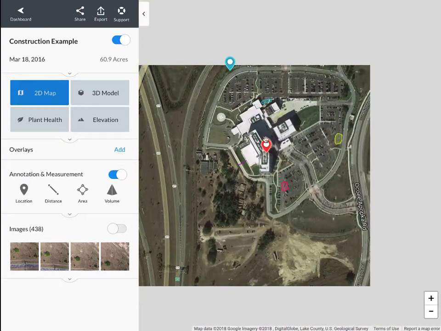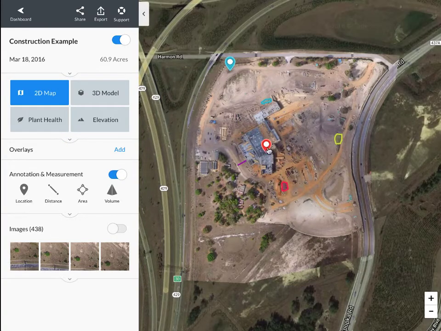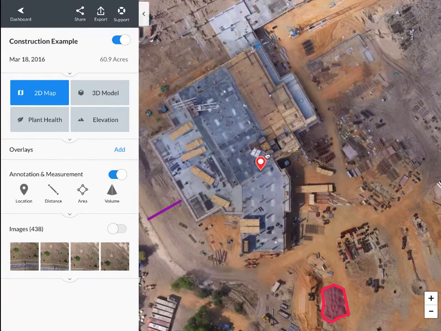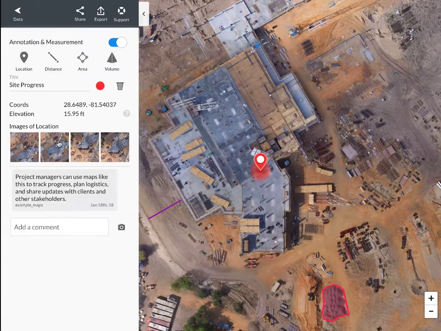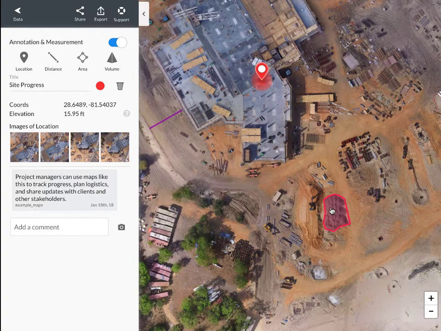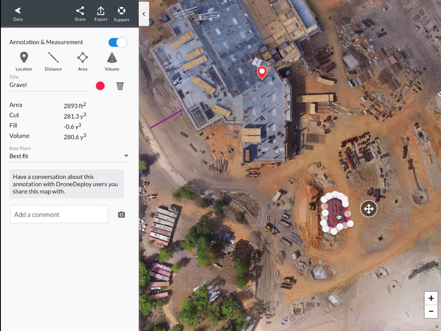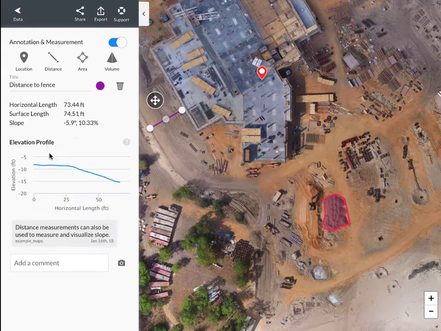When we're looking at our maps, we can also have a look at some annotations. So here we've got a couple of examples, like this marker over here, which is showing us a whole host of different pictures. This is a volume annotation that's helping us understand and measure what the volume is of this stockpile. And this line over here is telling us exactly what the slope and the grade is of this certain area, as well as things like the distance and the surface length.